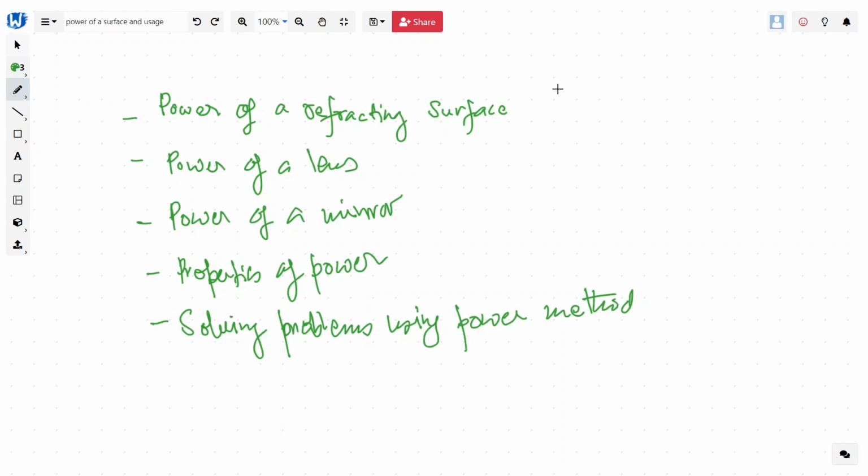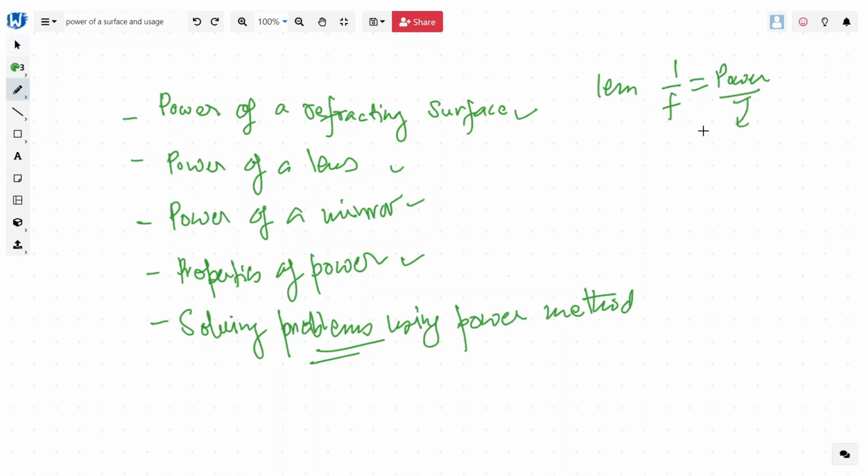Hello, today we'll talk about power of a reflecting surface, power of a lens, power of a mirror, properties of power, and we'll use this power method to solve a few problems in optics. Right, so what is power? When we are discussing lens, we said that power is nothing but 1 by the focal length, right?